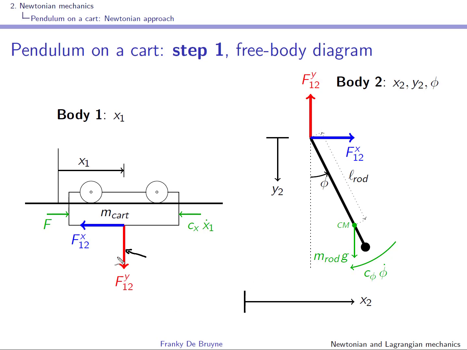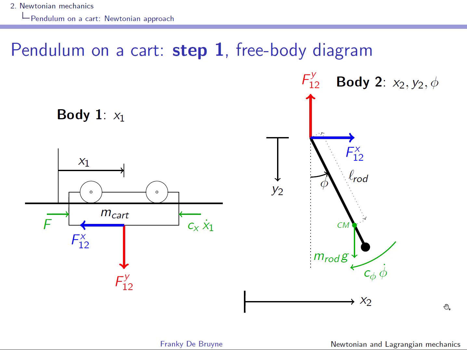And you have something similar here for the force acting in the x direction. Body 1 will just use one variable because it has only 1 degree of freedom, and here we'll put a frame x2 y2 to describe this pendulum, and we'll also of course use the angle that the pendulum makes with the vertical axis.